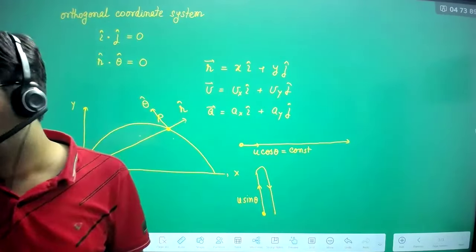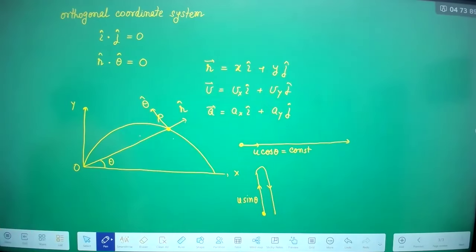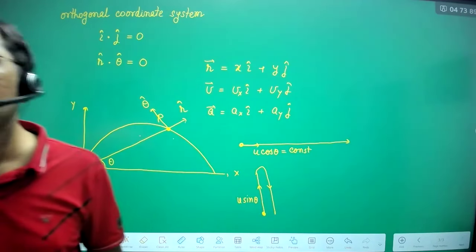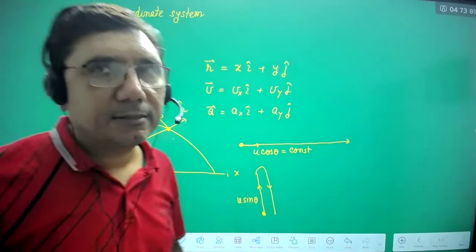Yes, beta. Sir, in classical mechanics, if I consider i cap dot i cap equals 1, this means the normalization condition. Yes, normalization condition. Yes.